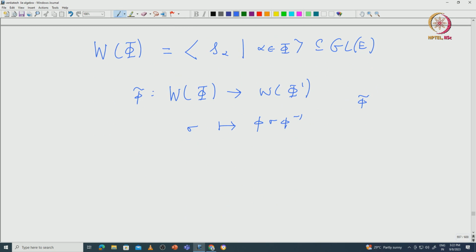So, check that π̃ is an isomorphism of groups.